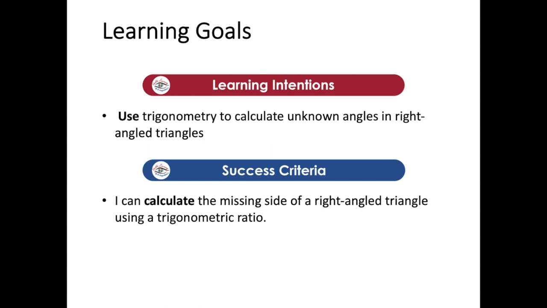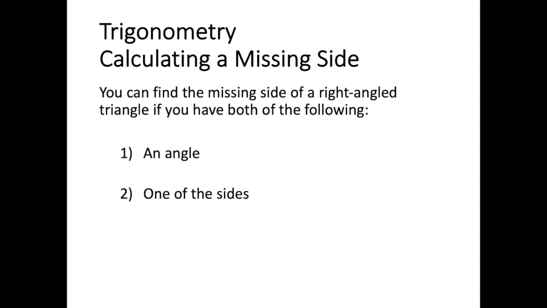This video is going to have a look at calculating the missing side of a triangle using trigonometry. By the end of the video, the aim is that you can calculate the missing side of a right-angled triangle using a trigonometric ratio. So we can use trigonometry to calculate the missing side of a right-angled triangle if we have both of the following.